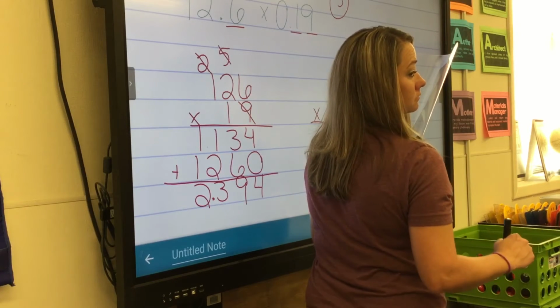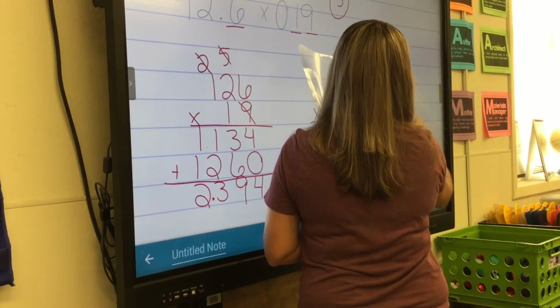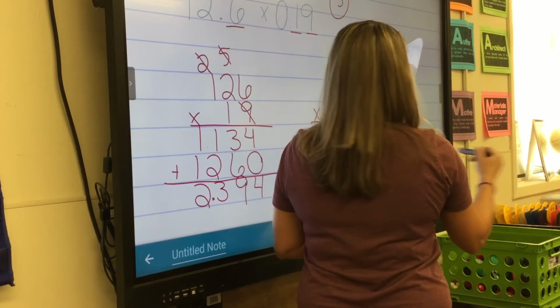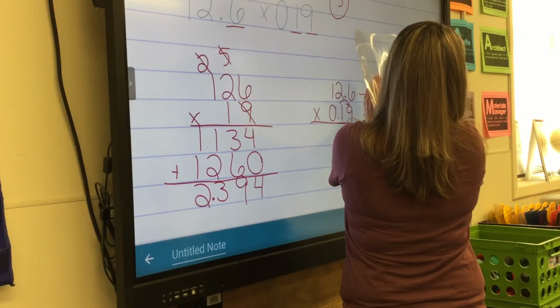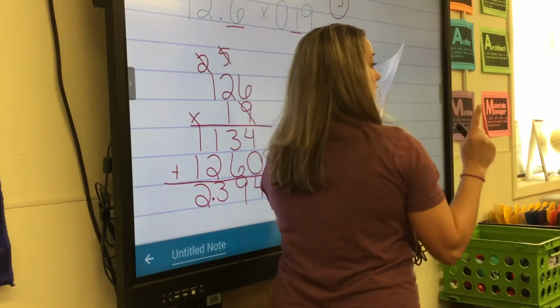Anybody? I count the number of places behind my decimal in the total problem. How many places is that? Right here. This is what I'm looking at. How many places behind the decimal? There's 1. So I'm going to have 1 place behind the decimal in my answer.